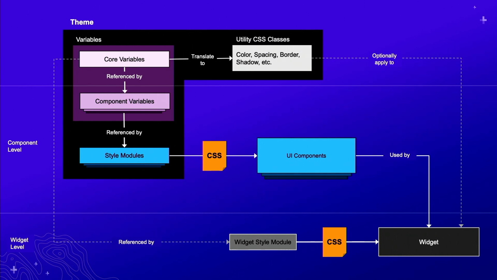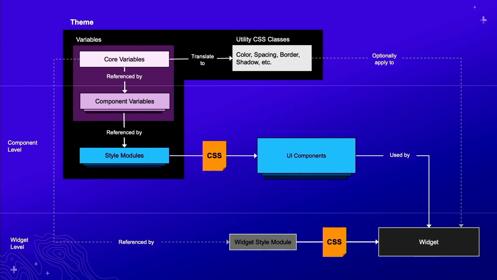At the top left is the theme itself. It contains the core variables. The core variables also have their corresponding CSS utility classes, which you see on the right. These classes can be added to the UI elements to quickly add styles to the elements. And then the core variables are referenced by the variables for the components.